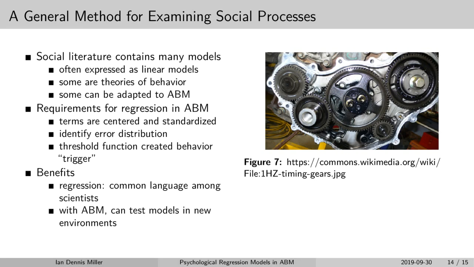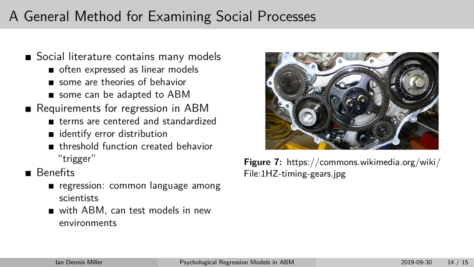In conclusion, I suggest that this is a general method for examining social processes. The social psychological literature contains tons of models that are often linear models. Some of these models are theories of behavior, and some of those can be adapted for use in agent-based modeling. Now, in order to accomplish this, the regression equation should have terms that are centered and standardized. It's important to identify the proper error distribution, and typically it's Gaussian.